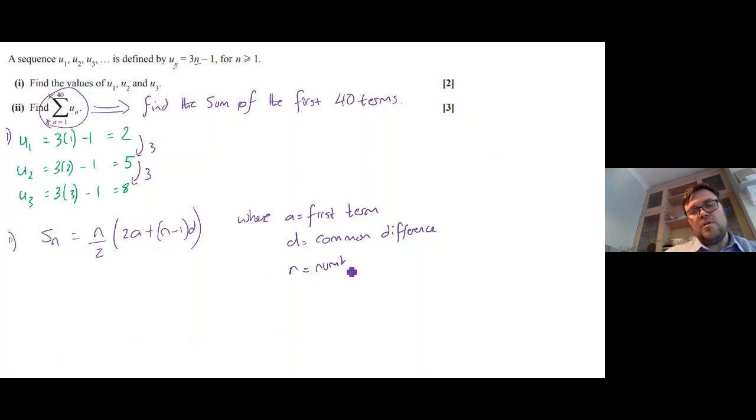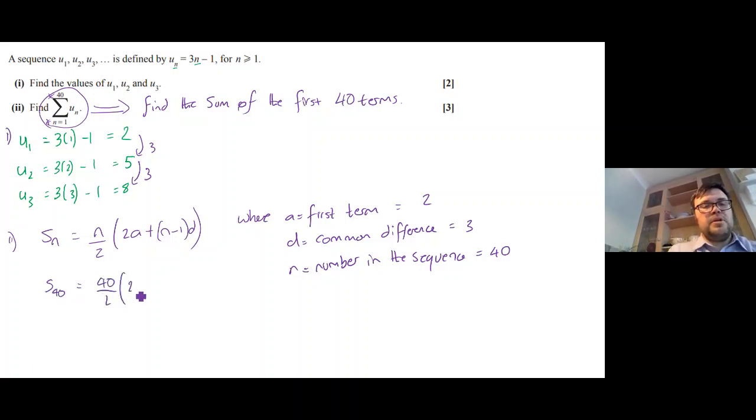So for this question, we've got the first term, which is equal to 2. We've got the common difference, which is equal to 3, and we want to find the first 40 terms. So n is equal to 40. S stands for summation, sigma stands for also summation, so you're adding up. So you're going to do S of 40 equals 40 over 2 times 2 times the first term, which is 2, plus 40 minus 1 times 3. And again, it's a case of putting it into the calculator.